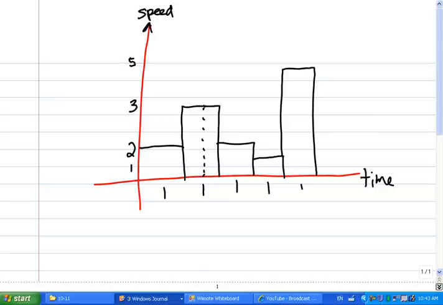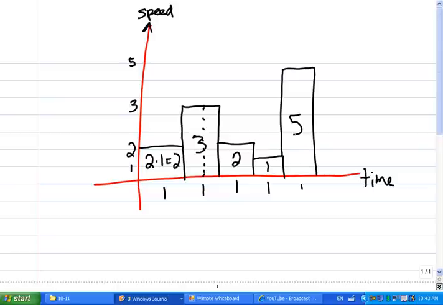The area inside those triangles. So how far did I go? I went 2 miles an hour for 1 hour, so I went 2 miles. Then I went 3 miles, which is the area of this rectangle. Then I went 2 miles here. Then I only ended up going 1 mile there, but 5 miles there.